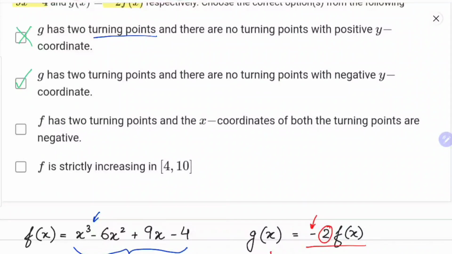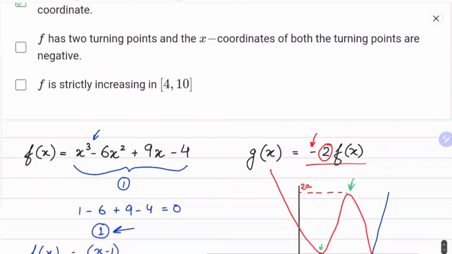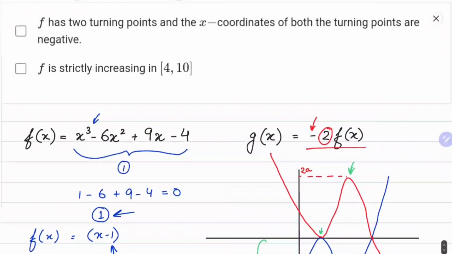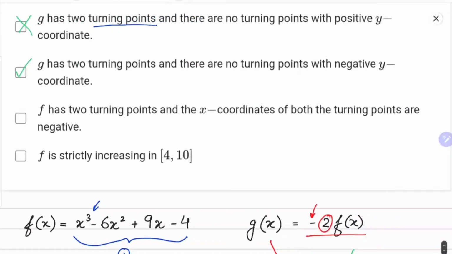F has two turning points and x coordinates of both the turning points are negative. So f(x) is the blue graph and f(x) has two turning points, and the x coordinates are not negative. So this is false, this is not correct.